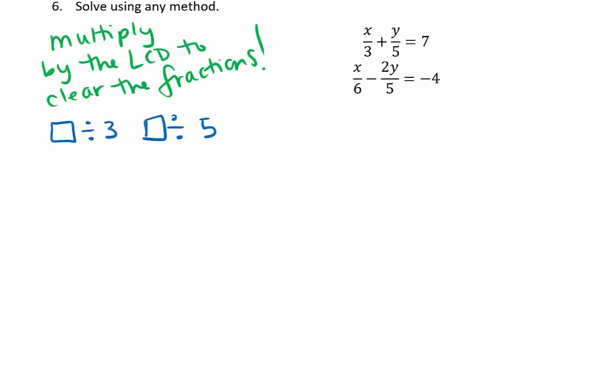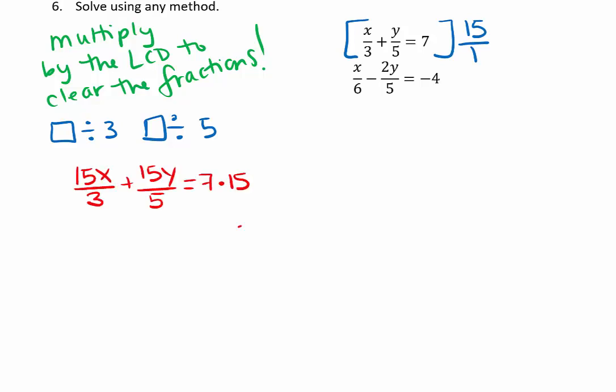Now if we want to solve equations with fractions, any equations, we can actually get rid of the fractions by multiplying every term by the LCD. That first equation has denominators of 3 and 5, and so the LCD is a number that can be divided by both 3 and 5. In this case, the LCD is 15. So I'm going to multiply every single term by 15.